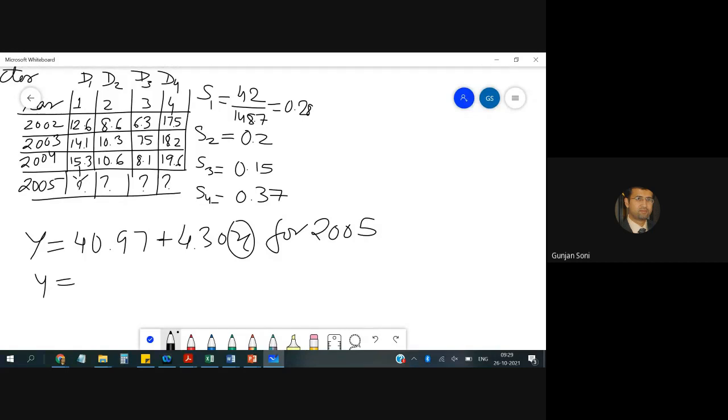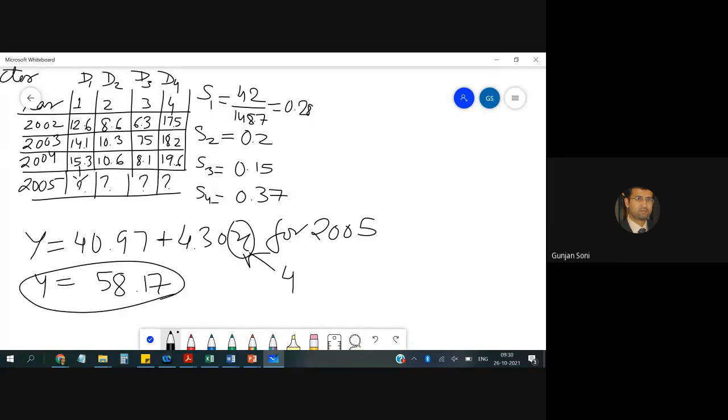If we consider the past data, 2002 is the first year, 2003 is the second year, 2004 is the third year, and 2005 will be the fourth year. So we will substitute X equal to 4. Now when we substitute X equal to 4, we get the value as 15.17 units.